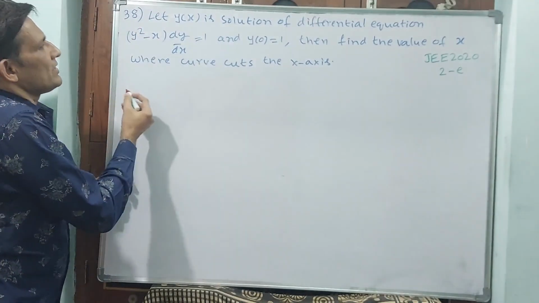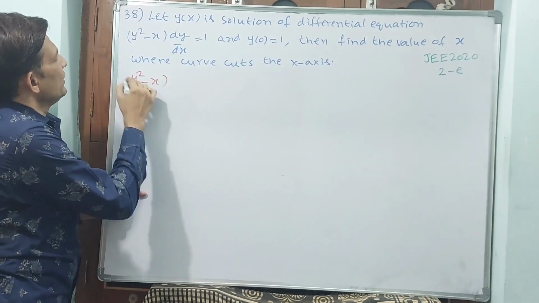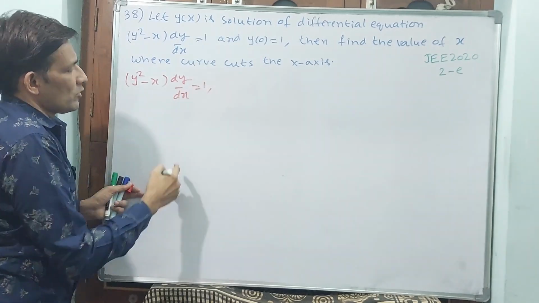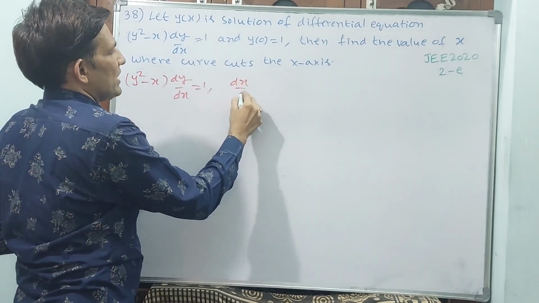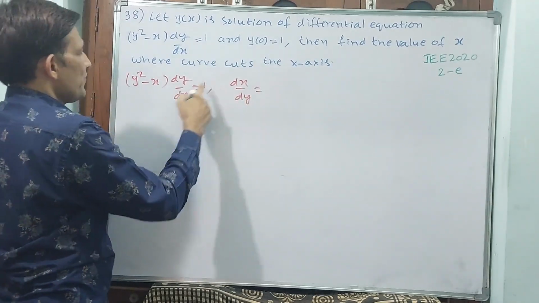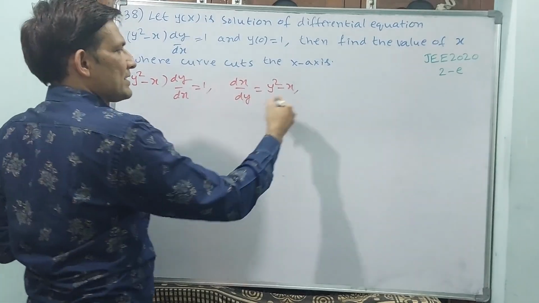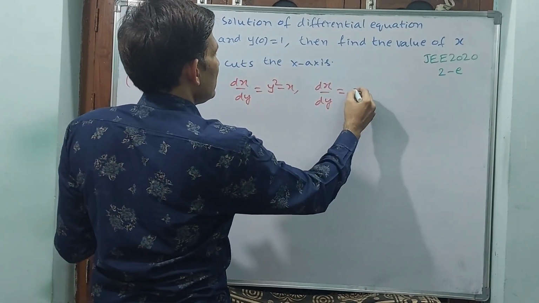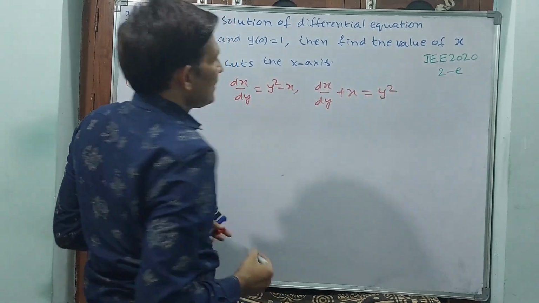Let me write this equation first. See how we are going to change this. y square minus x into dy by dx is equal to 1, they have given. If I send that side, dx by dy is equal to y square minus x. Then dx by dy plus x is equal to y square. Is it okay?